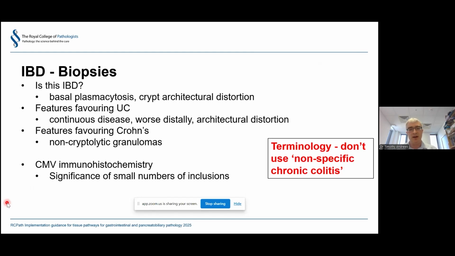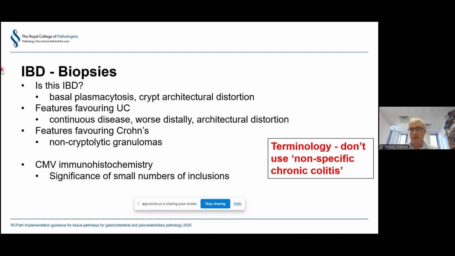Now, moving on to inflammatory bowel disease, and obviously IBD is a major part of the non-neoplastic workload, and also potentially quite a complex one. It may be encountered in biopsies, and I think we felt there were three key areas to address. Is this inflammatory bowel disease, of which the key features would be identifying a basal plasmacytosis and looking for crypt architectural distortion; features that would favour UC, such as continuous disease, being worse distally, and again architectural distortion; features favouring Crohn's disease, non-cryptolytic granulomas if they're present.